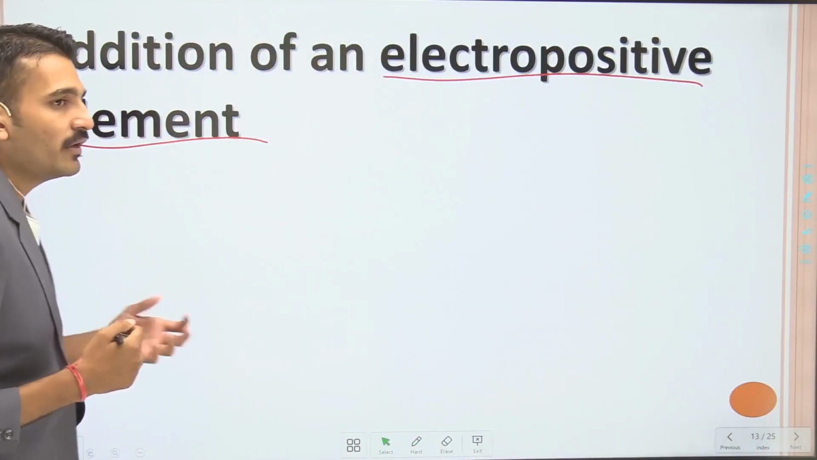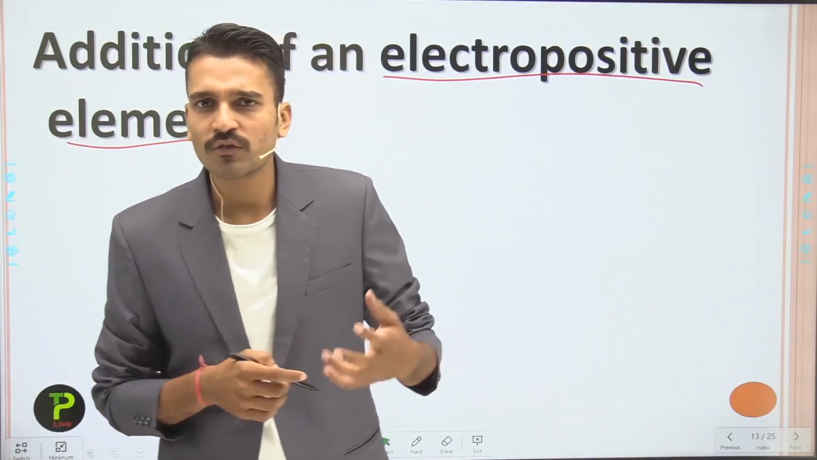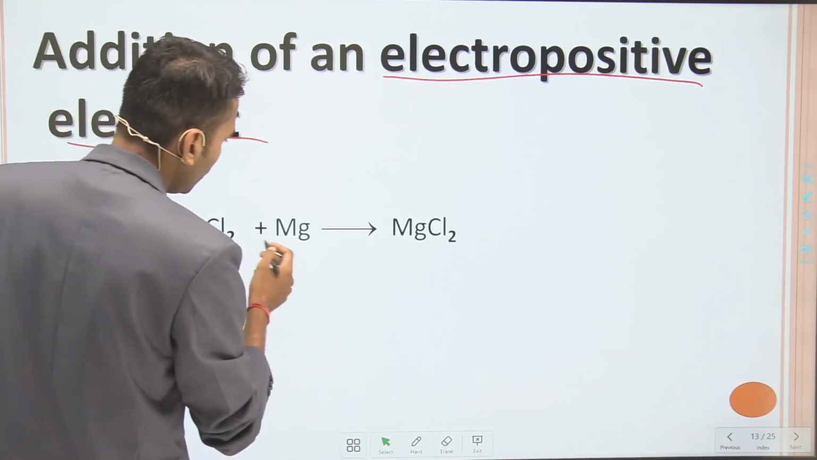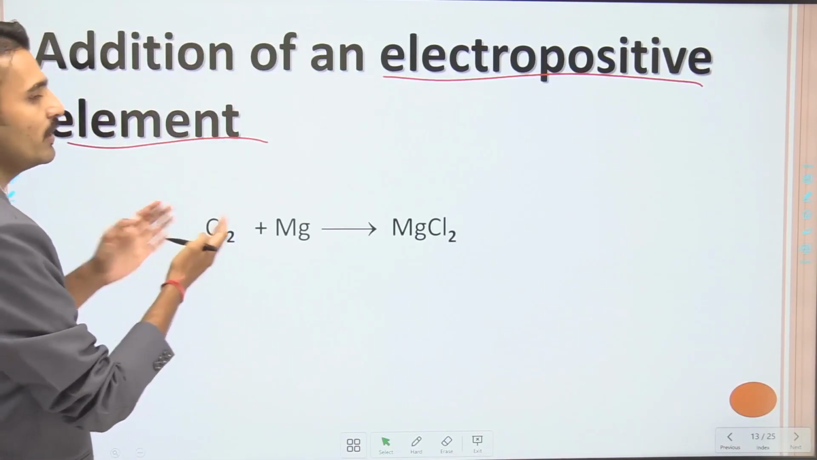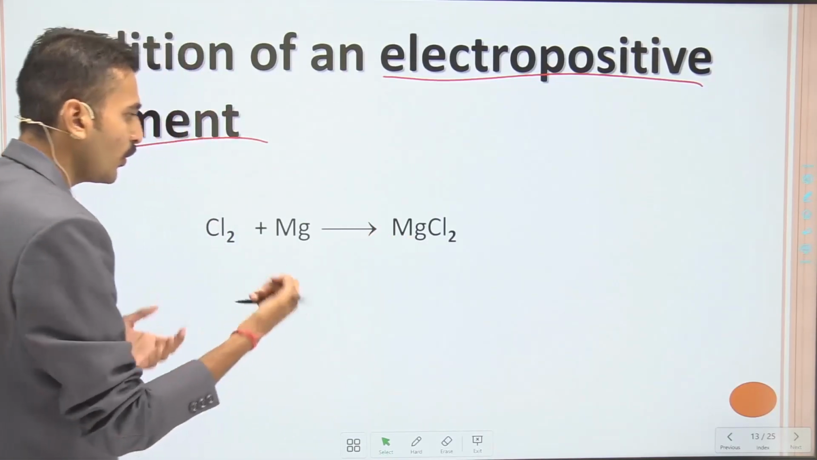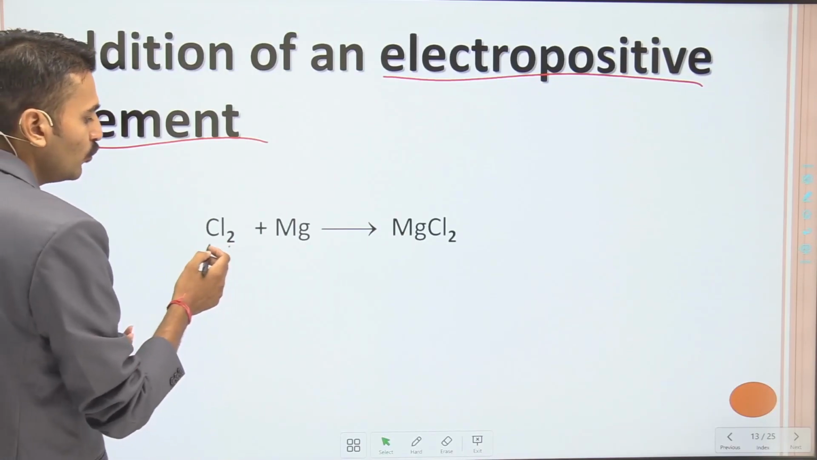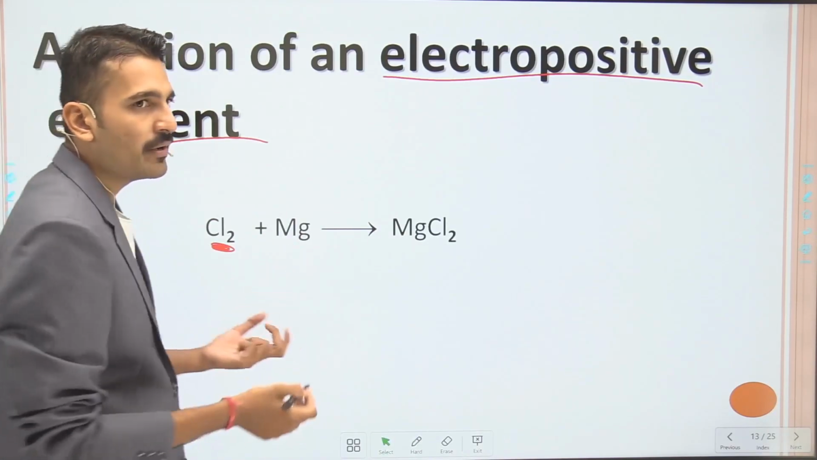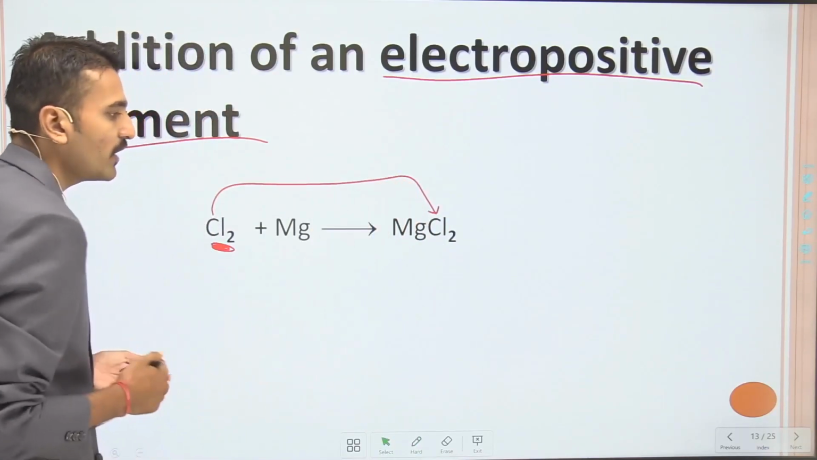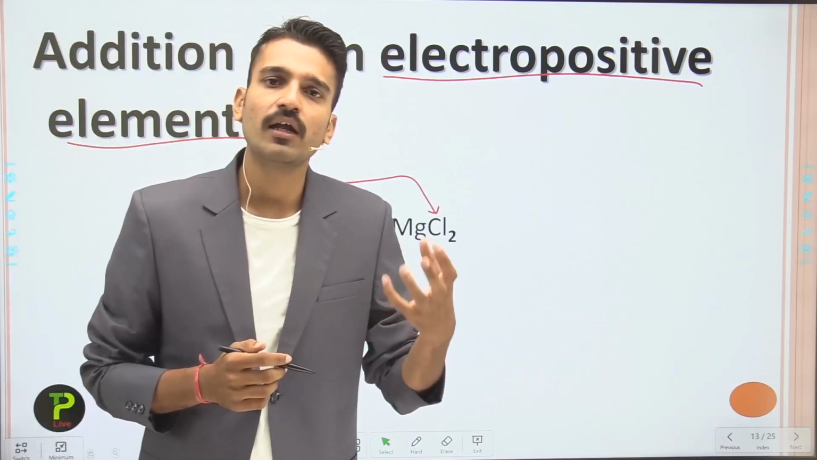Moving to another point, that is the addition of electronegative element. Just as we have seen in the oxidation reaction, here chlorine, when combining with magnesium, forms magnesium chloride. So what is happening here? Addition of electropositive element. To the chlorine, the electropositive element or the metal has been added. So here it forms MgCl2. So chlorine has undergone reduction.